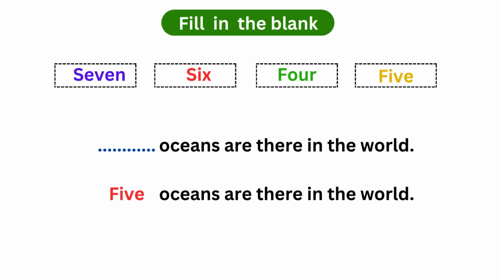Here's the 19th fill in the blank question for you. Dash oceans are there in the world. Your options are 7, 6, 4 or 5. The correct answer is 5 oceans are there in the world.